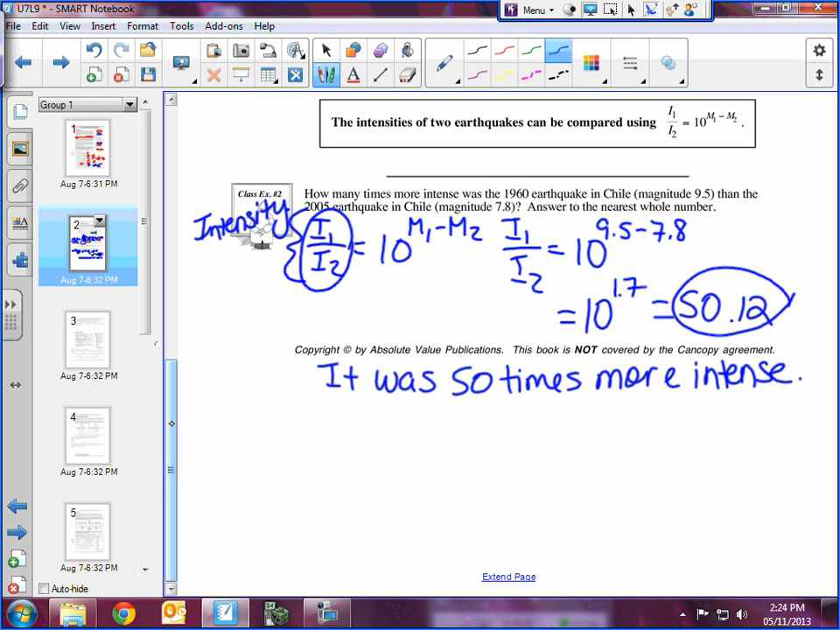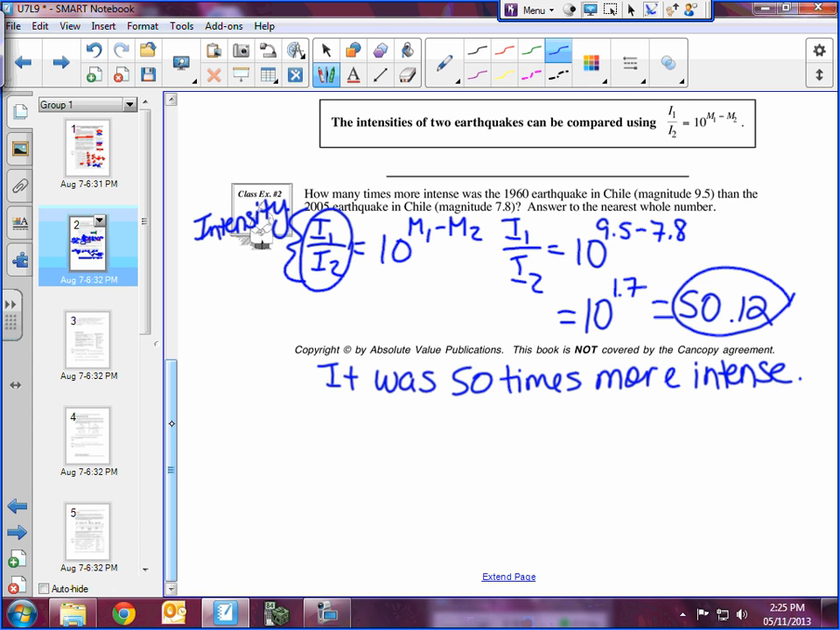Okay. So you can see here, if it was switched, so if it was determined how much more intense the 2005 earthquake in Chile was over the 1961, you would just switch this 9.5 and 7.8. It would be a negative. So then that would change your intensity level, okay? So always just do the first one first. So if it's a negative exponent, it'll just change your intensity level. Okay. Any questions, guys?